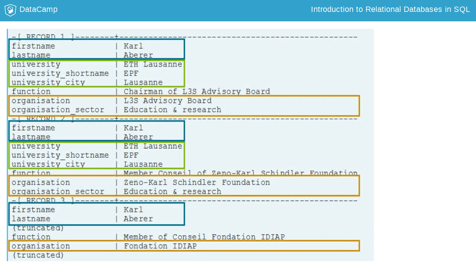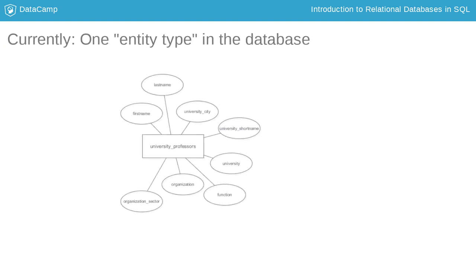Actually, the table stores professors, highlighted in blue, universities, highlighted in green, and organizations, highlighted in brown. There's also this column called function, which denotes the role the professor plays at a certain organization. More on that later. Let's look at the current database once again.